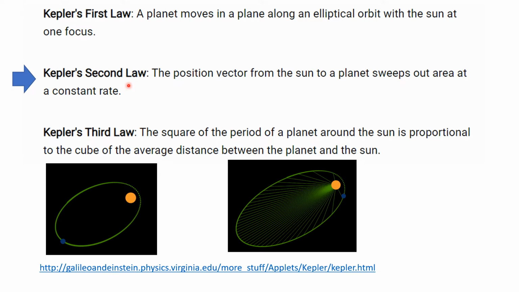So last time we proved Kepler's second law, that the position vector from the sun to a planet sweeps out area at a constant rate. This time we're going to address Kepler's first law, asserting that a planet moves in a plane. We've already done that, but now we're going to assert that it is moving along an elliptical orbit with the sun at one focus.